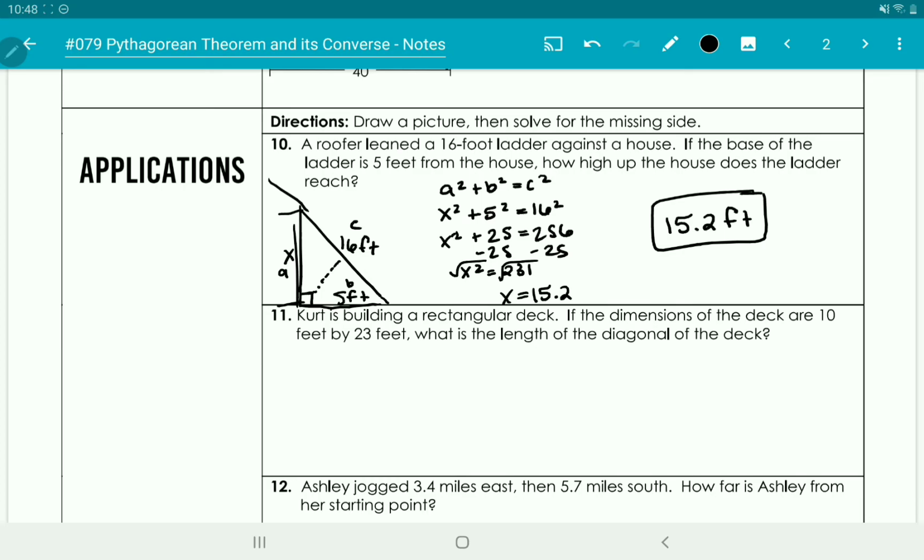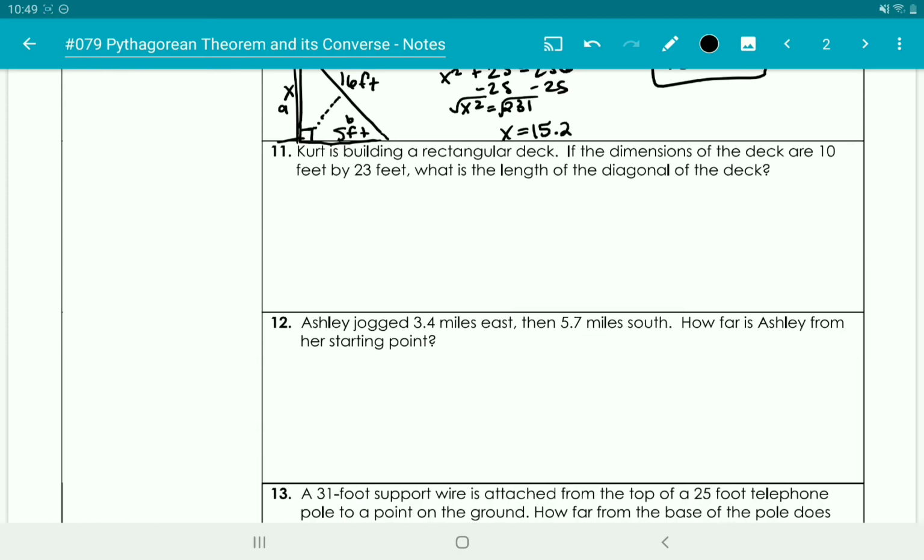If you just say it's 15.2 up the house, I don't know if you're talking about feet, yards, meters, inches, anything. Okay, so now I'm going to look at number 11, and I'm just going to draw the picture. So Kurt is building a rectangular deck, so we have a rectangle. Okay, if we have a rectangle, we know that each of these corners is going to be 90 degrees. The dimensions of the deck are 10 by 23 feet, so this part's going to be 10 feet, and this one's going to be 23 feet.